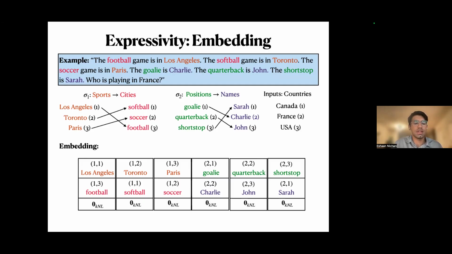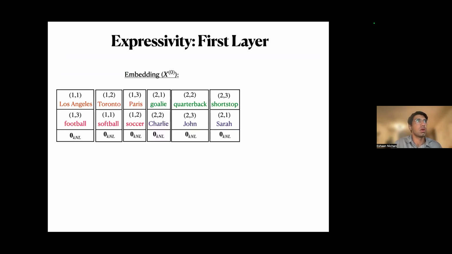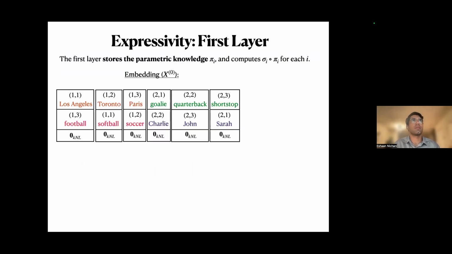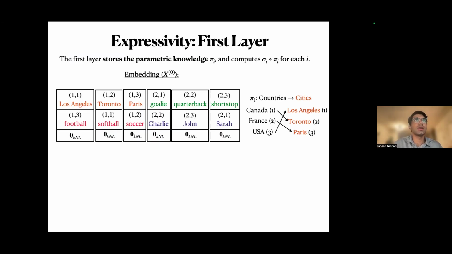Okay, so now let's see what happens in the first layer of the transformer. The first layer stores the parametric knowledge π_i and computes σ_i of π_i for each i. So how is this done? Let's look at what happens for π_1, and let's remember that π_1 is just some permutation that maps 1 through 3 to 1 through 3, or equivalently some function mapping countries to cities.